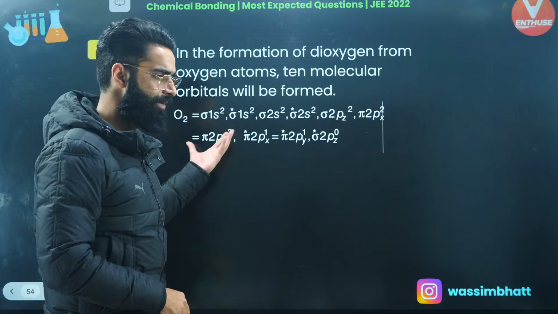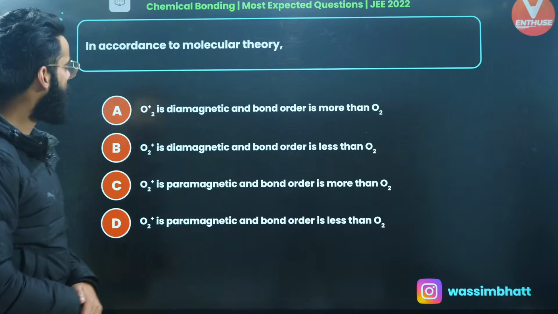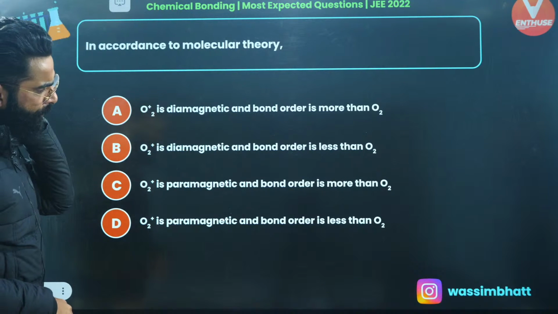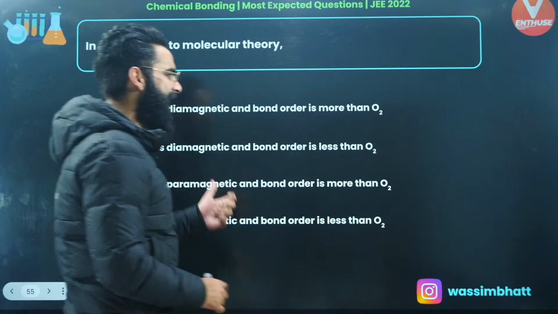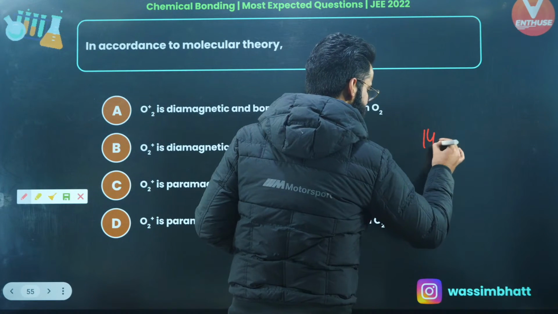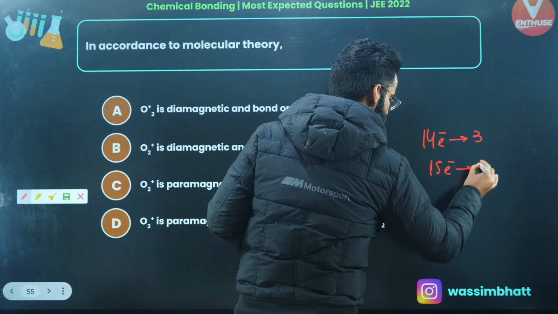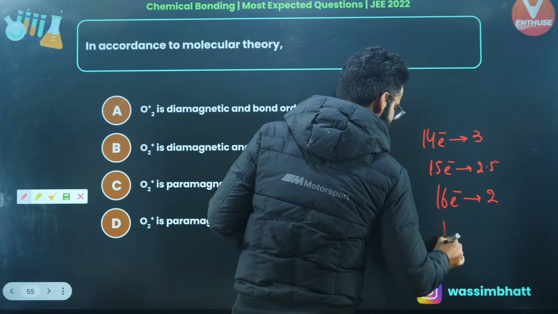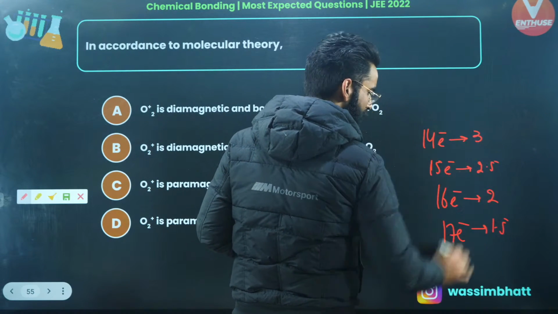This is the molecular orbital configuration of oxygen, O2. In accordance with molecular orbital theory, O2 positive is diamagnetic, bond order is more than O2. Let's check it out. A few minutes back I had given you one simple result. 14 electron species will always have bond order of 3. 15 electron species will have bond order of 2.5. 16 electron species will have bond order of 2. 17 electron species will have bond order of 1.5. 18 electron species, 1. Right?